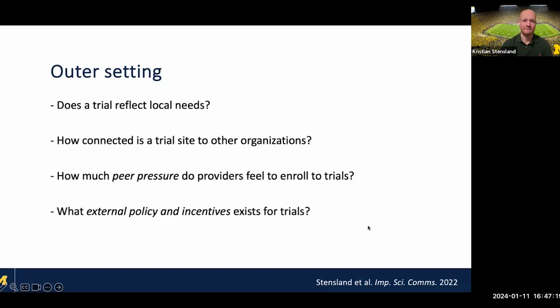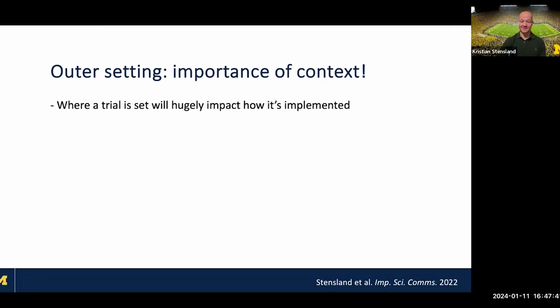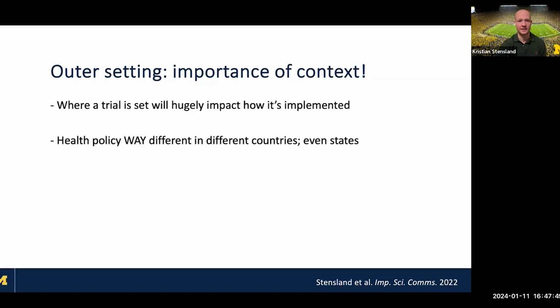There's also external policy and incentives that exist for trials. As I mentioned, you can get money for enrolling your patients onto trials, but there are other things like government incentives for participating, grant funding, and even within your own organization, you may have career advancement or other incentives to participate in trials. This importance of context is super important, specifically for trials, but also across implementation science. And where a trial is set is going to hugely impact how it's implemented.